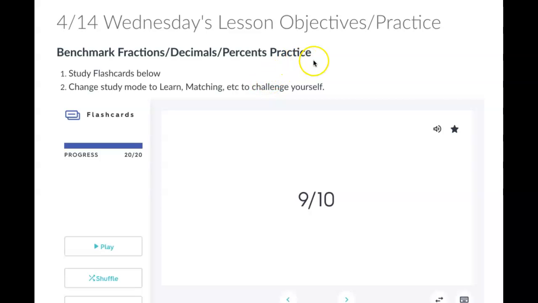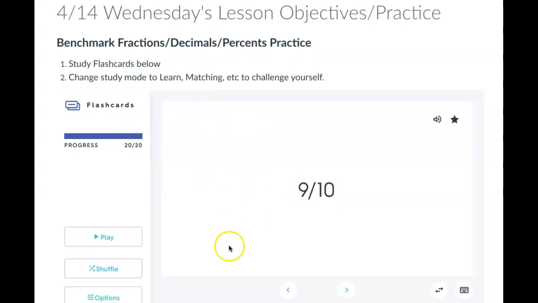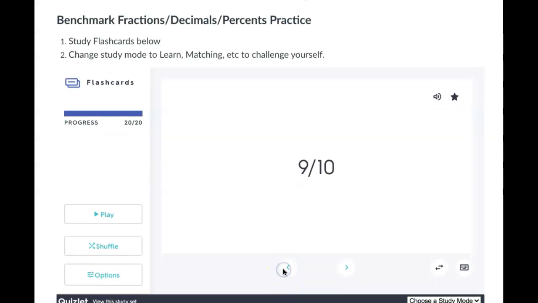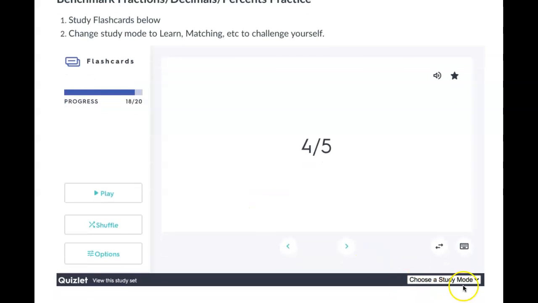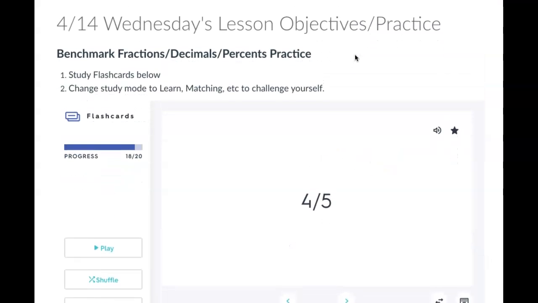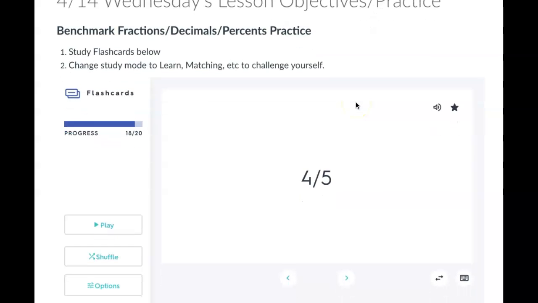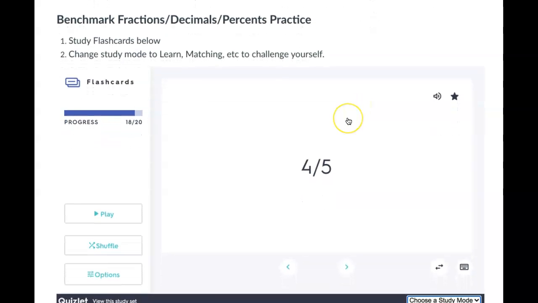Today is Wednesday, April 14th, and don't forget that starting today, we need to study our benchmark fractions, decimals, percents flashcards each day. Just kind of scroll through the flashcards, flip them over, test yourself. You can also change the study mode down here to matching, learn, flashcards. Also, you can test yourself as well. Make sure that you know these. These are required for a test that's coming up. Also, in your life, it's really important to know the equivalence of all these fractions, including their decimals and percents.